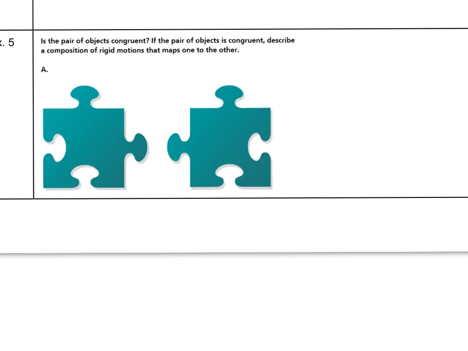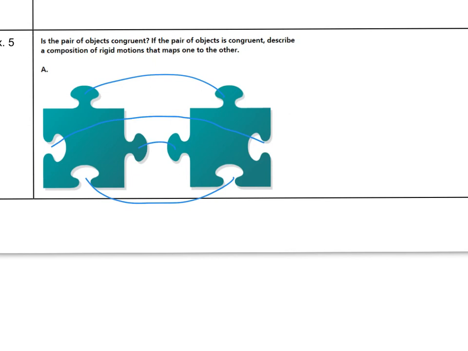Is the pair of objects congruent? If it is, describe the composition that gets you there. Well, it looks like a puzzle piece. Notice how this side just kind of flips right over to this one. This missing part would go all the way over to this one. The top piece would match, and that bottom missing piece would match. So it's looking like, yes, they are congruent, but now we just have to figure out how it happens.